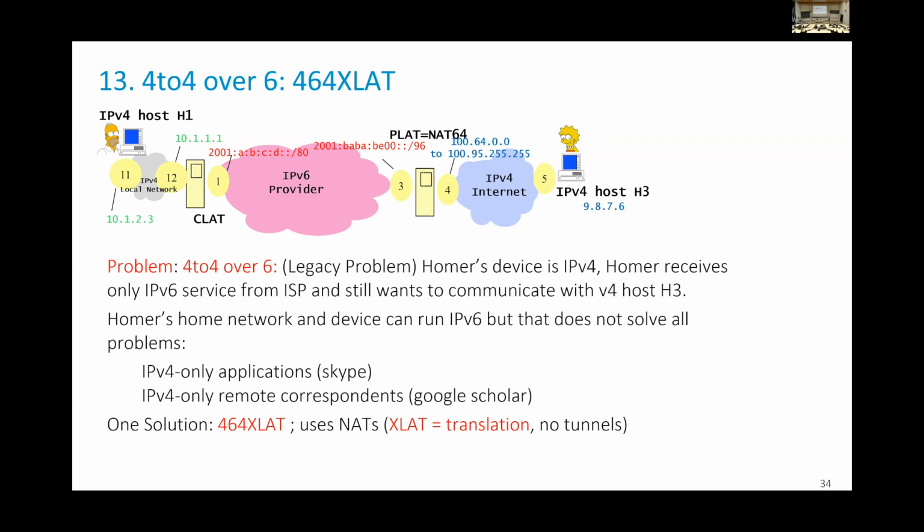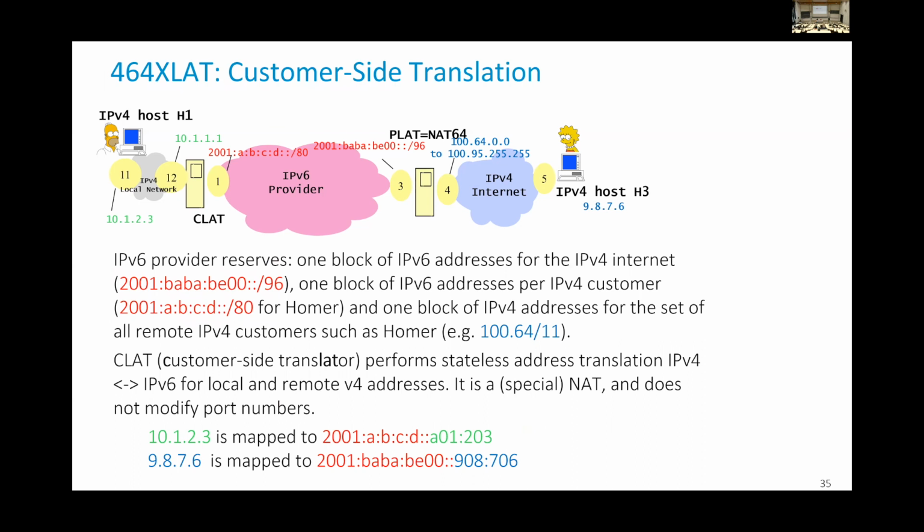So one solution for this has a complicated name, 464XLAT. X means cross or translation, I guess, in English. So it means translation from 4 to 6 to 4. We start with IPv4, we translate to IPv6, and we translate to IPv4 again. That's also a solution that's very much deployed and will probably continue to be deployed in the coming years. So it's probably necessary to understand how it works.